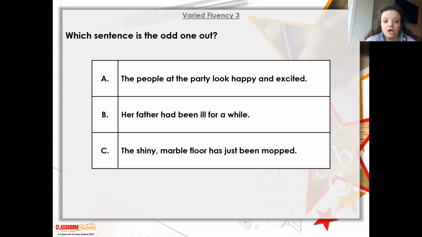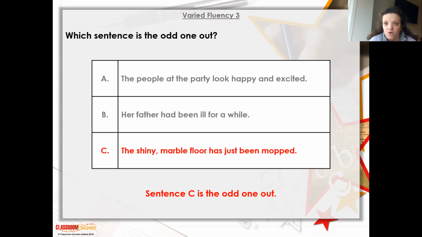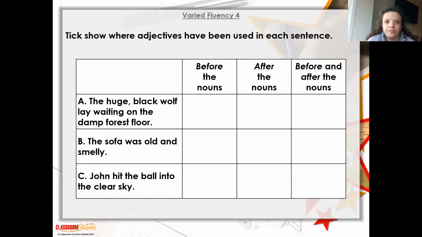Okay, and the answer you should have put is C, because it has the shiny marble floor. It's put the adjectives before the noun. So the noun is the floor, the thing, and shiny and marble are the adjectives describing it. In B, her father is our noun, and he had been ill. So we're saying he's ill, and that's after. And in A, the people at the party, so the people are our noun, and happy and excited, the adjectives, are after the noun, but in this one, they're before.